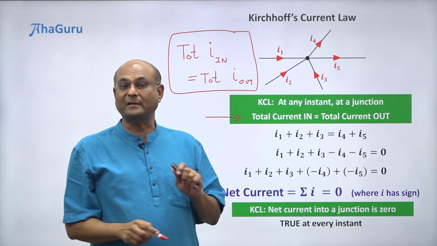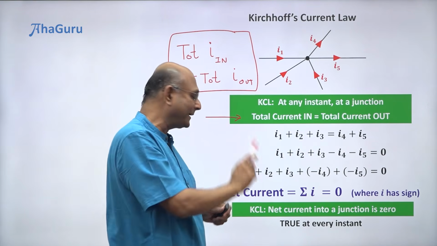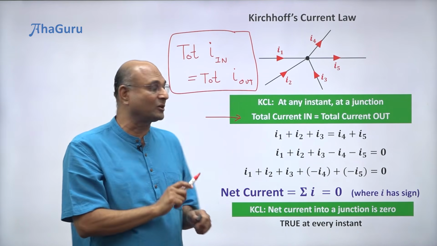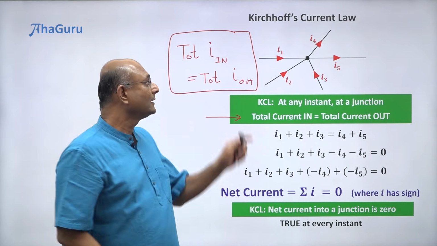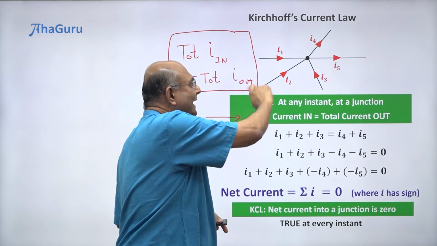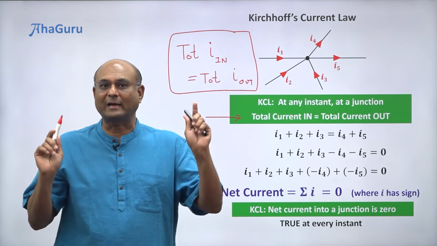So this statement of Kirchhoff's law, first statement. This is the second statement of Kirchhoff's law. Both of these are called Kirchhoff's current law. So remember that it's a very simple idea. Total current entering a junction must be equal to the total current exiting the junction.